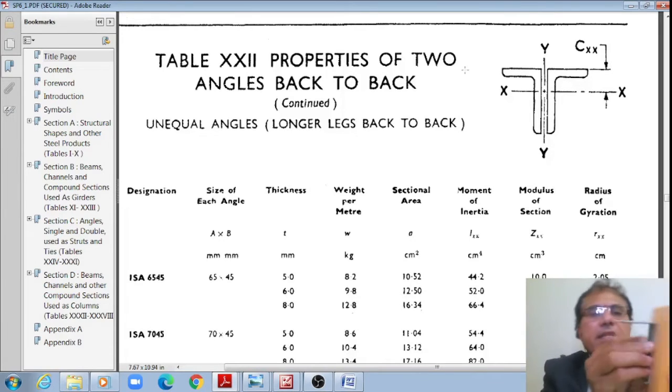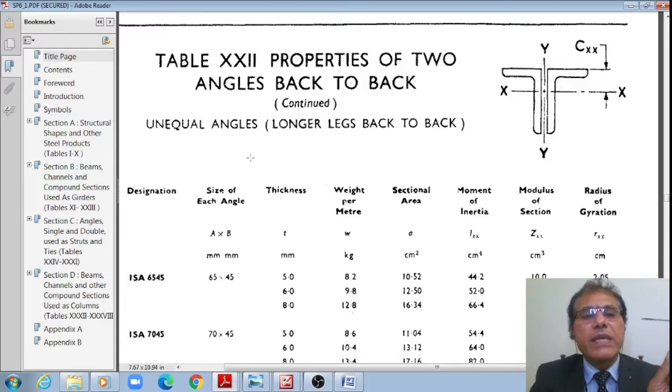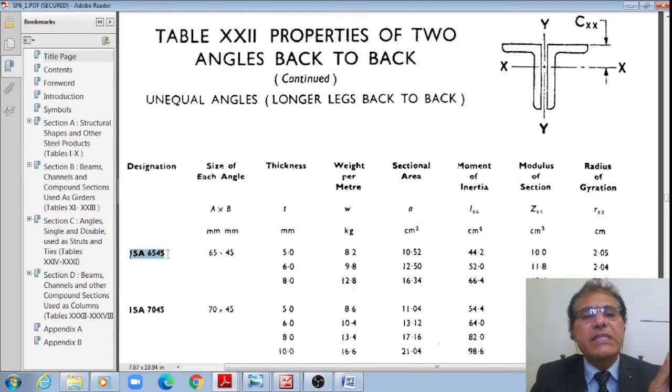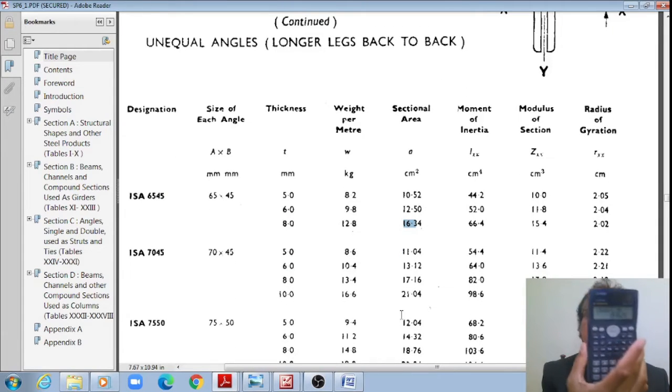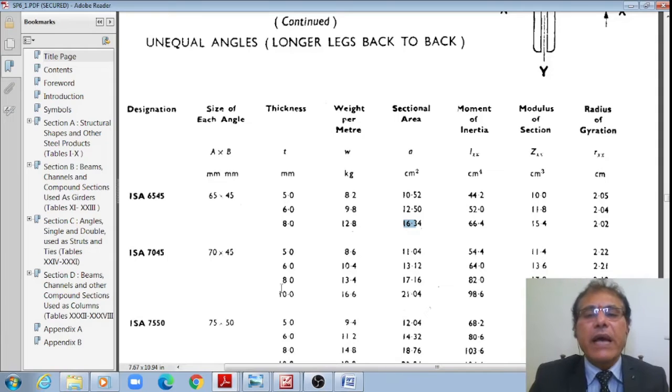Now what I'm doing, like I said, I'm choosing ISA 65 by 45 by 8, because that section has 1634 mm square. But as a student, don't proceed with that. You just proceed with 1936. Therefore, as a first trial, as a student, what you can do is that you choose ISA 70 by 45 by 10, which furnishes 2104 mm square. That is okay for you.